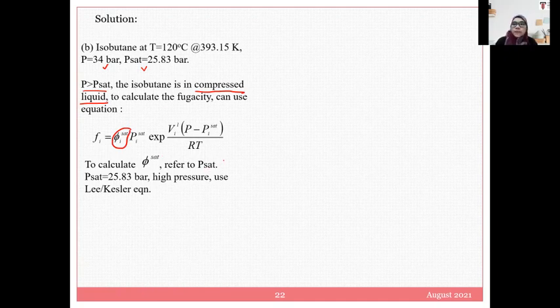Referring to the equation, in determining the fugacity coefficient, we can choose either the virial equation or Lee-Kesler. How can you decide? You may refer to the saturation pressure. Since the saturation pressure is higher than 15 bar, you may decide to use the Lee-Kesler. The first step is to determine the fugacity coefficient. Referring to the Lee-Kesler table, we need to determine theta naught and theta 1. In order to determine this, we need to obtain the values of TR and PR.